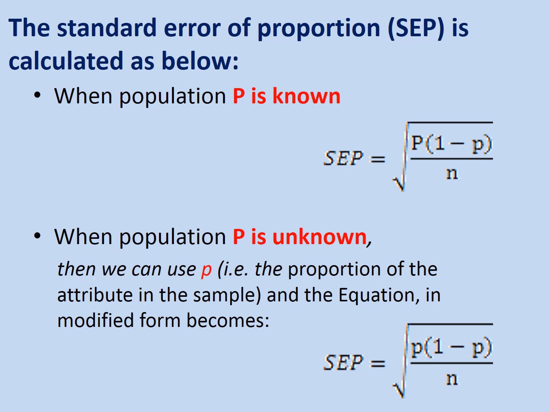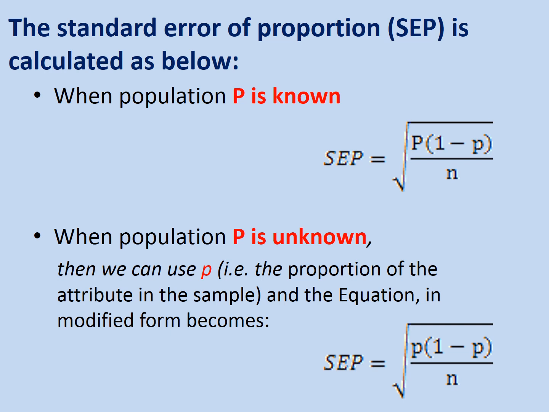under root of p, small p means sample proportion, into 1 minus p. If it is 60%, you can convert it into 0.6, and after that 1 minus p means 1 minus 0.6, which is 0.4. So 0.6 into 0.4, divided by the sample size. So this is how you can utilize this formula.